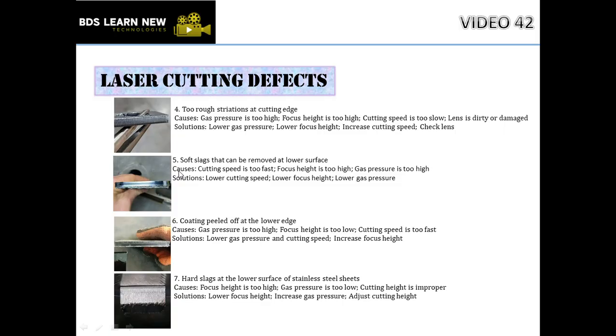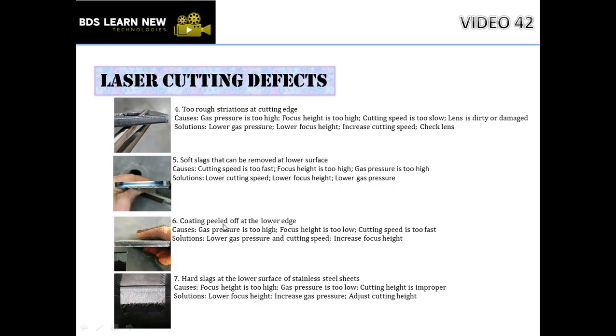Fifth one, soft legs that can be removed at lower surface like this. What are the causes? Cutting speed is too fast, focus height is too high, gas pressure is too high, right? What are the solutions? Lower cutting speed, lower focus height, and lower gas pressure, right?